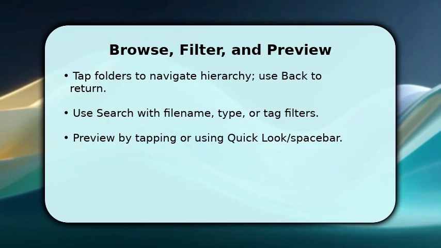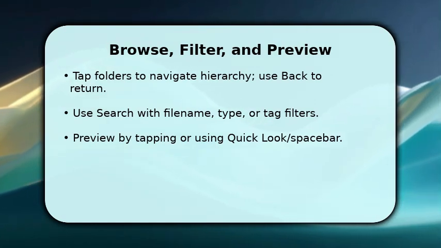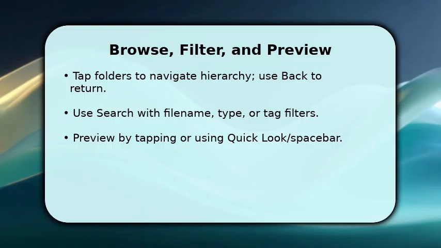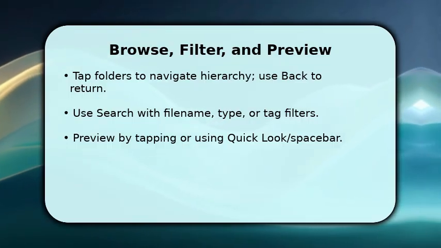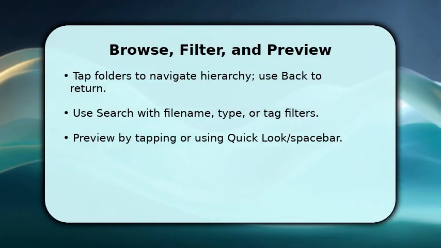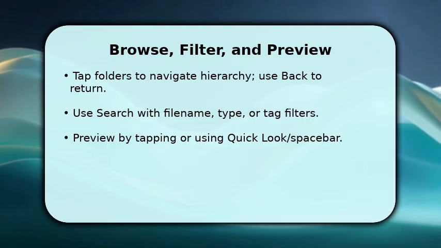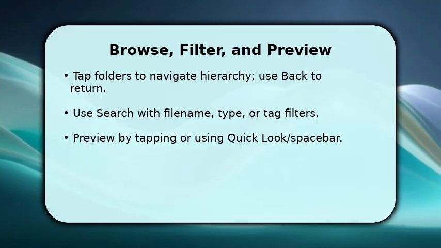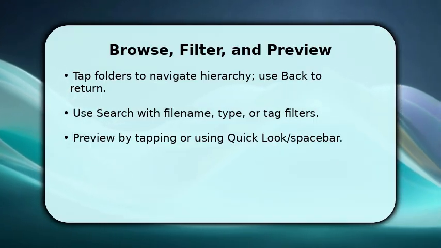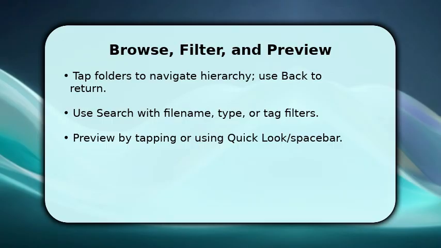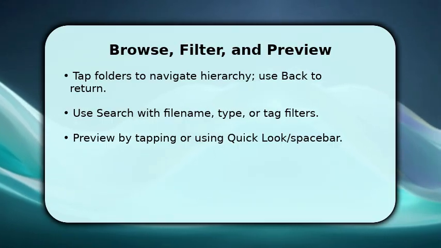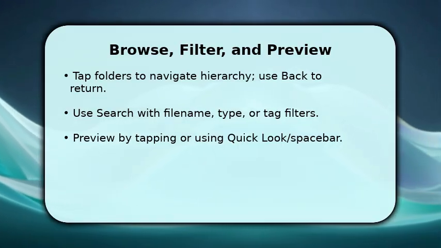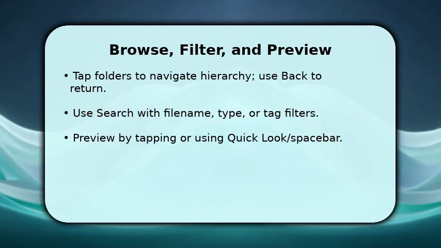With iCloud Drive visible, browse folders by tapping or double-clicking into them to follow the hierarchy. Once done, use the back button to retrace steps. Make sure to use search to filter by file name, file type, or tags when a folder is large, because search scopes speed locating items. You can preview files without downloading by tapping or using Quick Look on Mac. This shows content instantly and helps decide if you need the full download or an edit.